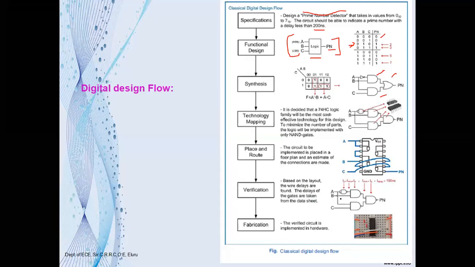In the verification, we will look at whether we are meeting the specifications or not. What are the specifications here? We wanted to design a prime number circuit with a delay of less than 200 nanoseconds. So we will check whether the output has a propagation delay within 200 nanoseconds, because speed is very important.